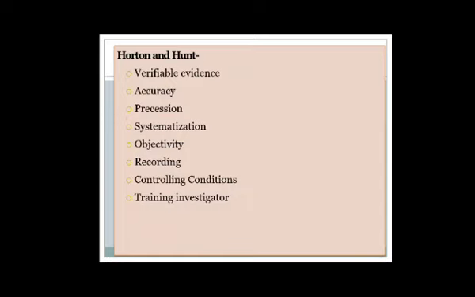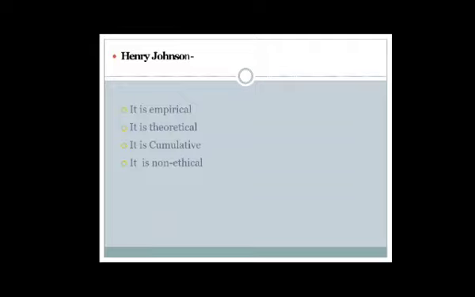Recording, this is very important. He will have to record the data so that it will be accessible to other people. Controlling conditions and training investigators. Training of investigators is also very important. Sometimes researchers need some training so that they can conduct the research in a more scientific manner.